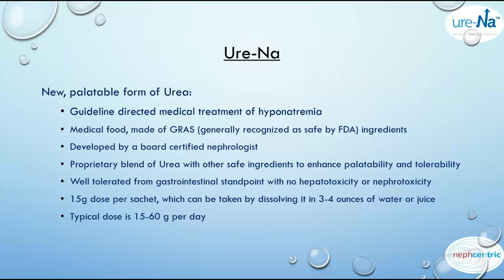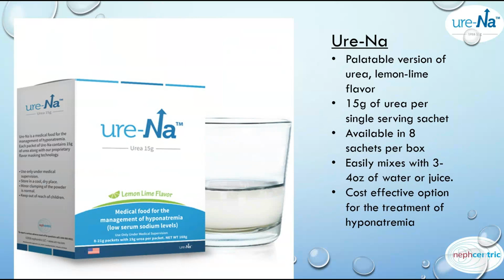The 15-gram dose per sachet can be taken by dissolving it in 3 to 4 ounces of water or 3 to 4 ounces of juice. Typical dose is about 15 to 60 grams per day. The next slide, Urina is the palatable version of urea as shown here in picture form. It has a lemon-lime flavor. 15 grams of urea per single serving sachet is available in 8 sachets per box. Easily mixes with 3 to 4 ounces of water or juice. It is indeed a cost-effective option for the treatment of hyponatremia.